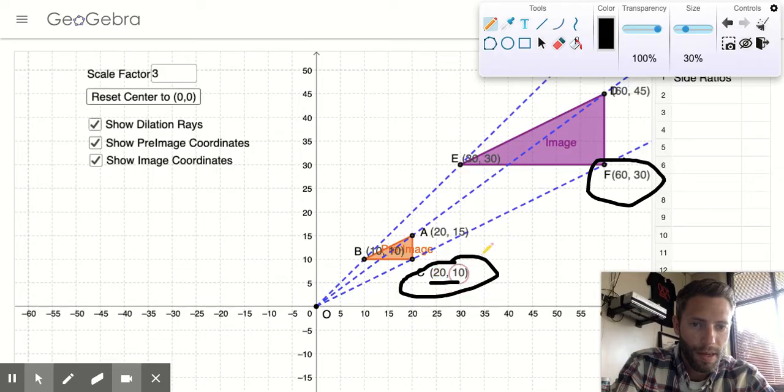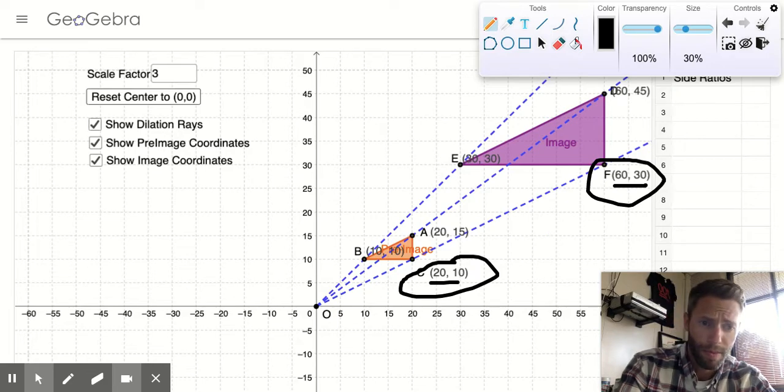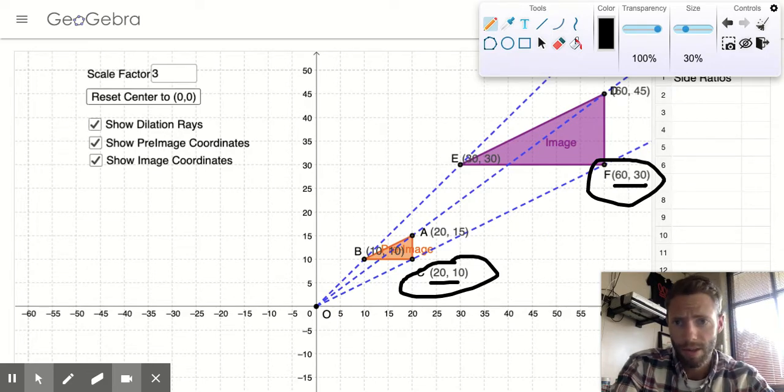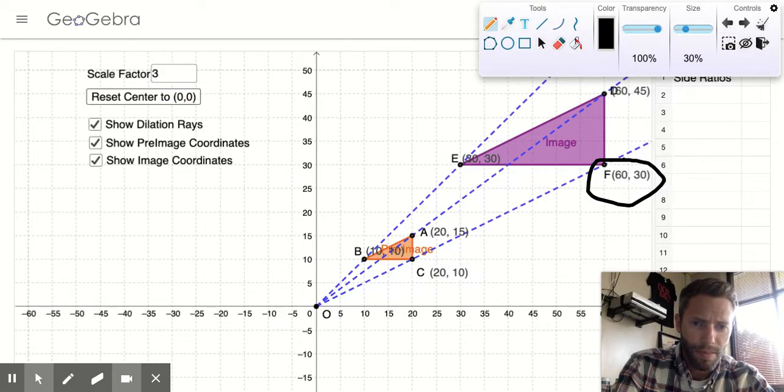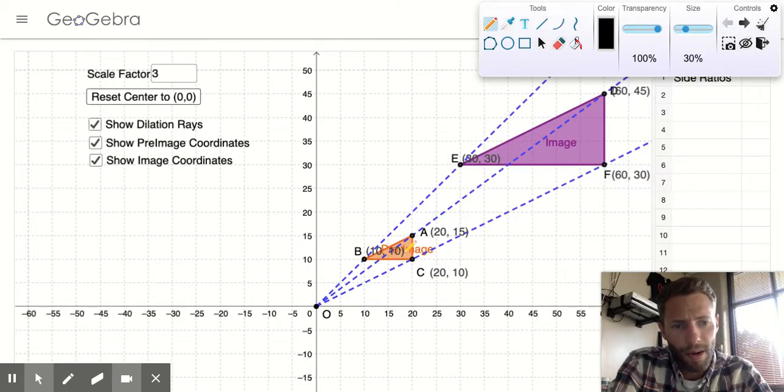20, 10, and 60, 30. Think about the scale factor between 20 to 60 and 10 to 30. Think about that scale factor, compare it to the scale factor listed over here, okay? So consider that. Also, consider if this coordinate pair relationship, this ordered pair relationship with the scale factor, exists when the center of dilation is not the origin.